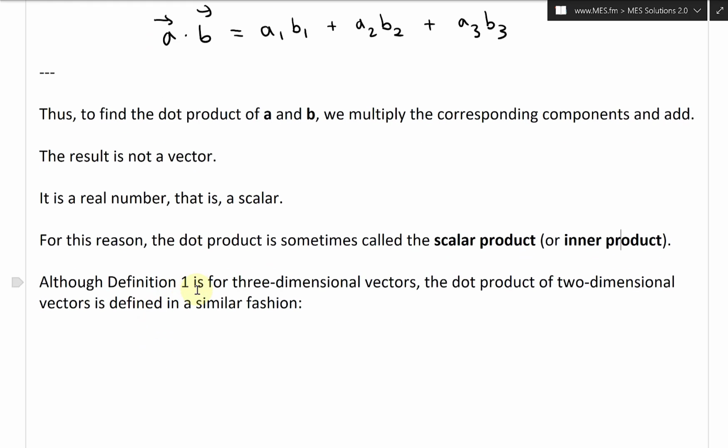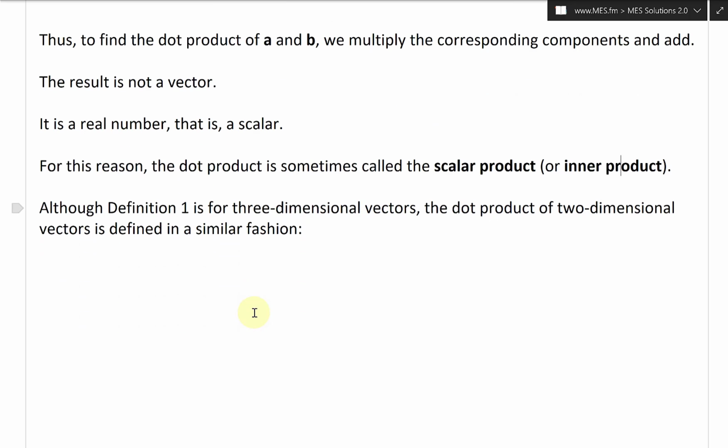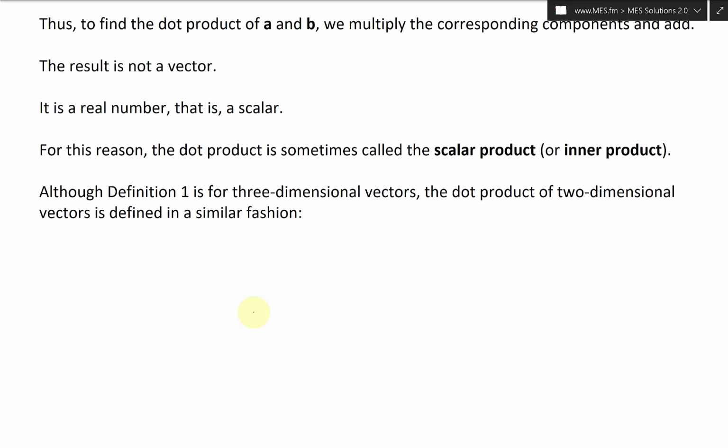And although definition 1 here is for three-dimensional vectors, the dot product of two-dimensional vectors is defined in a similar fashion. So if you have two-dimensional vectors, with components A1, A2, dot product with the second vector B1, B2, this just becomes A1 B1 plus A2 B2. So just the components and so on. You can do this for any number of dimensions, I believe.